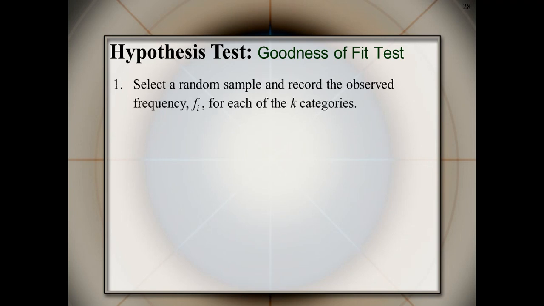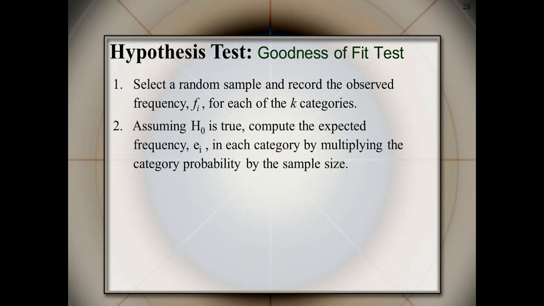The procedure is to select a random sample and record the observations, that is the observed frequency Fi, for each of the k categories. Next, if we assume that the null hypothesis is true, that is the data follow a specified distribution, then according to the specified distribution we'll have probabilities for each category. Multiply those probabilities with the sample size, and with that you will get expected frequencies, which we are going to denote as Ei. So now we have an observed frequency Fi and an expected frequency Ei.